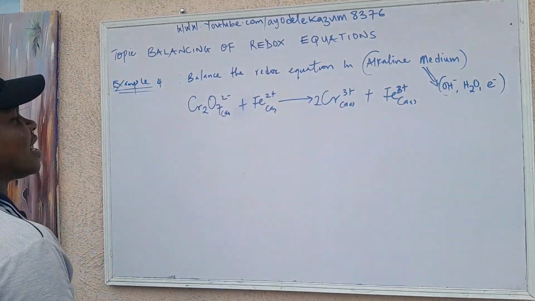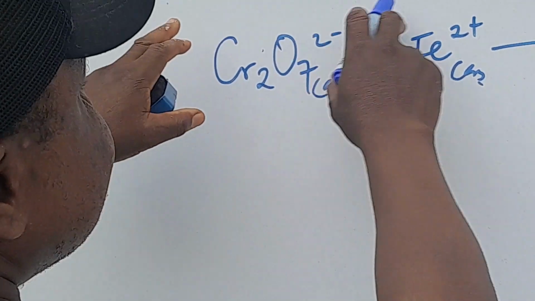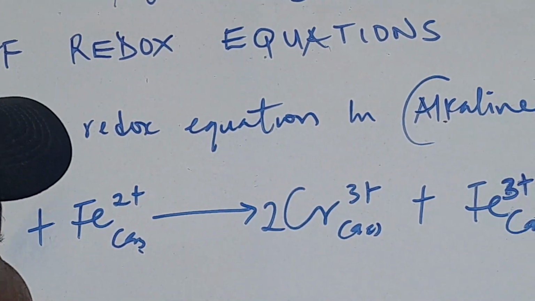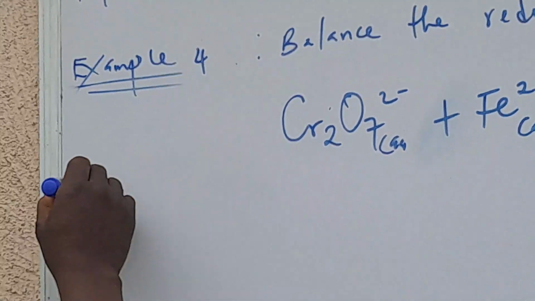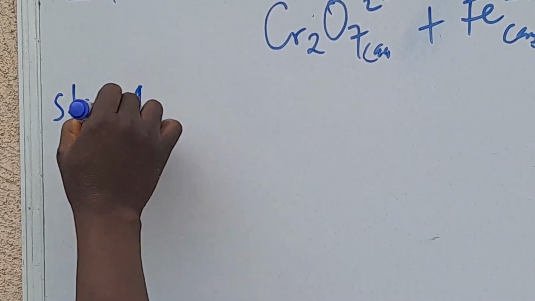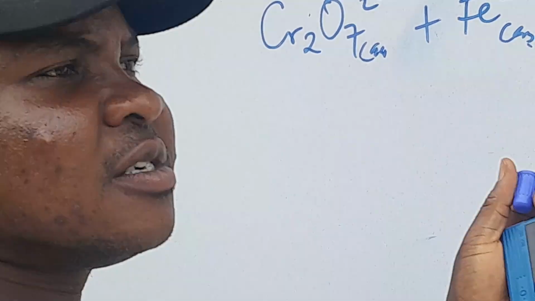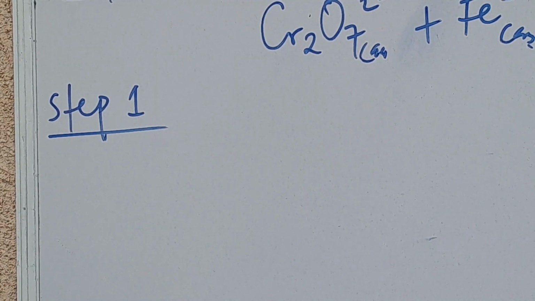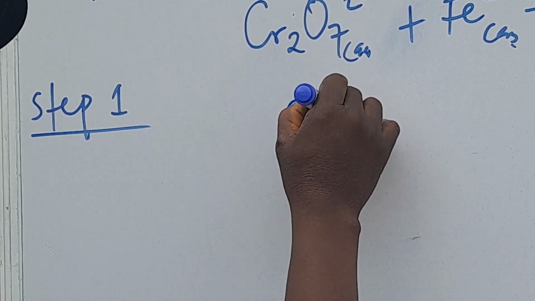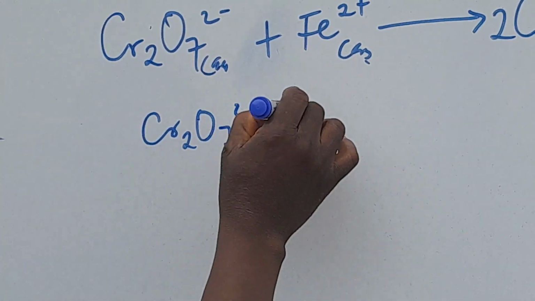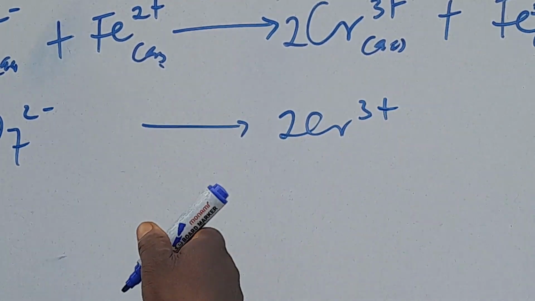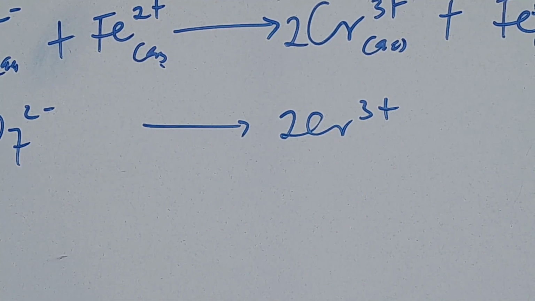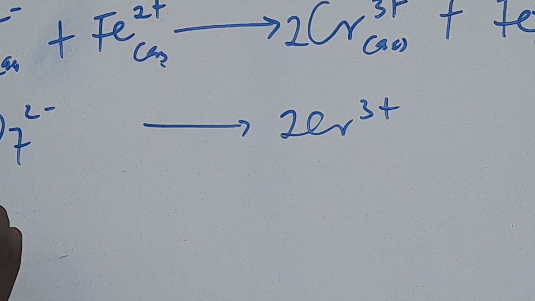Or we can call it exercise. We are still balancing in alkaline medium. Okay. Step 1, remember our step 1 is always identifying both the reaction of redox and oxidation. So we have Cl2O7 2- going to 2Cl3+. Remember, we did this also in acidic medium. So let's try it also in alkaline medium.